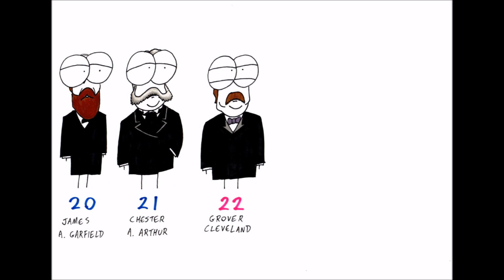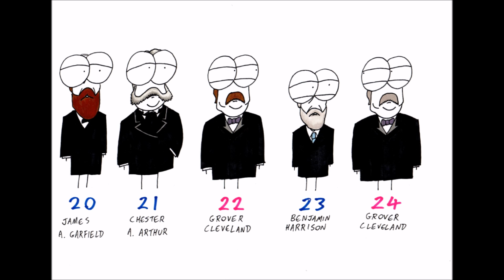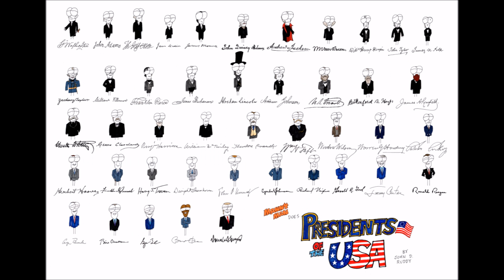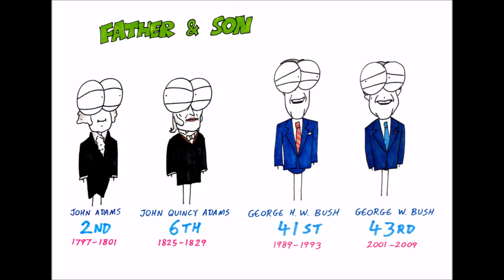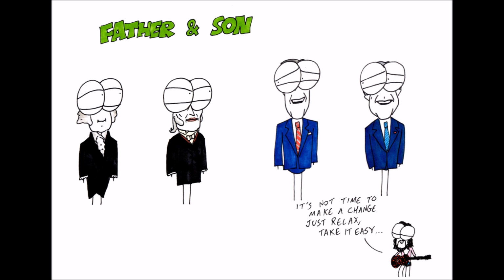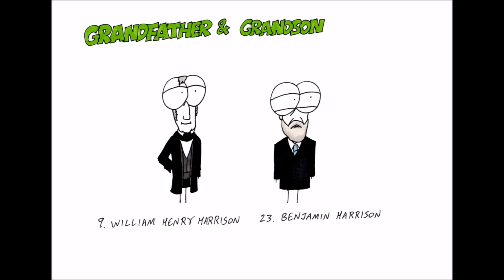Grover Cleveland is the only president to serve 2 non-consecutive terms, making him both the 22nd and the 24th president. 44 people, 45 presidencies. John Adams and John Quincy Adams, and George H.W. Bush and George W. Bush are the only sets of fathers and sons who have been president. Benjamin Harrison was the grandson of short-lived William Henry Harrison.